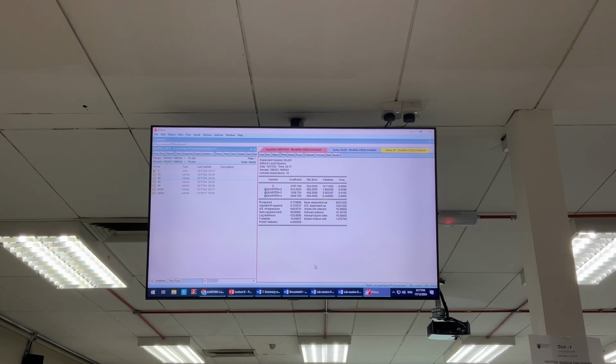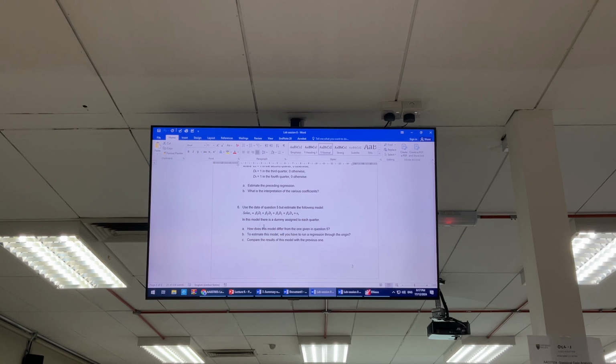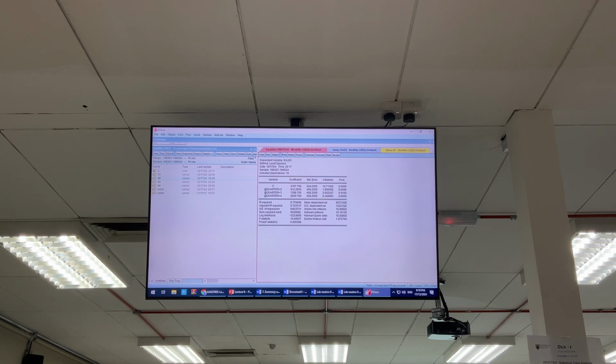Okay, now question number 6. So now question number 6 asks us to include the variable for all categories, but we need to exclude the common intercept at 0. So you have to estimate the model. So quick estimate equation. So we have sales, and then without C, and then you can include all.